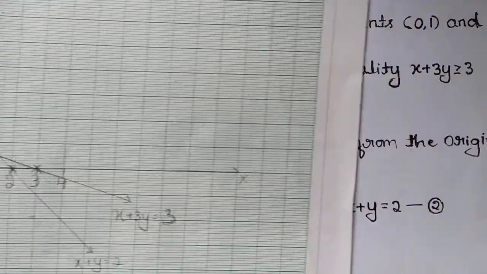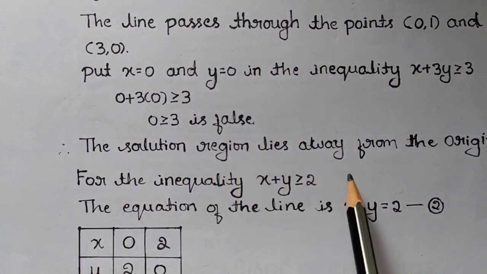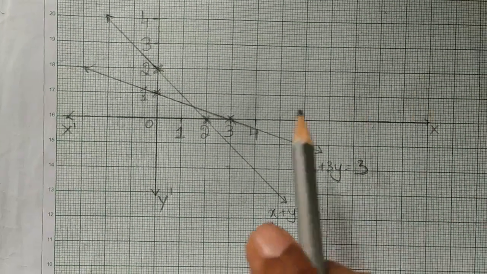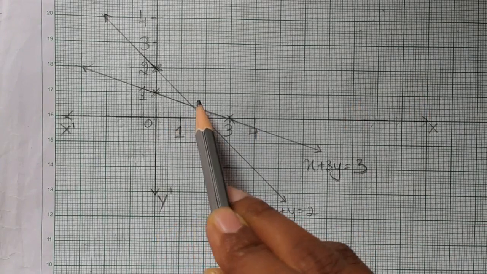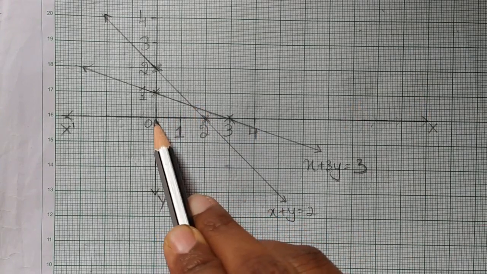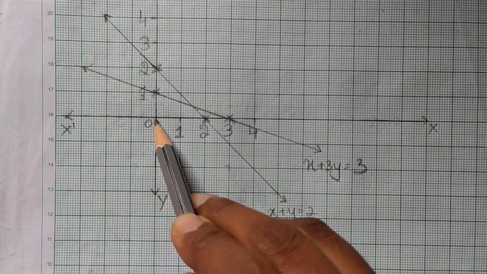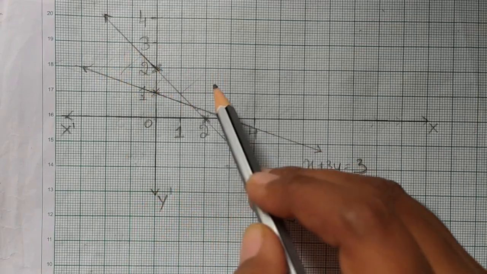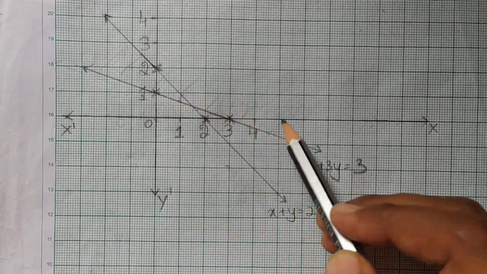Now, the solution region for the first inequality is, it lies away from the origin. Look at the graph. This is the line for the first inequality. Origin lies below this line, but the solution region lies away from the origin. So, we shade the region lying above the line which lies away from the origin. Above this line.